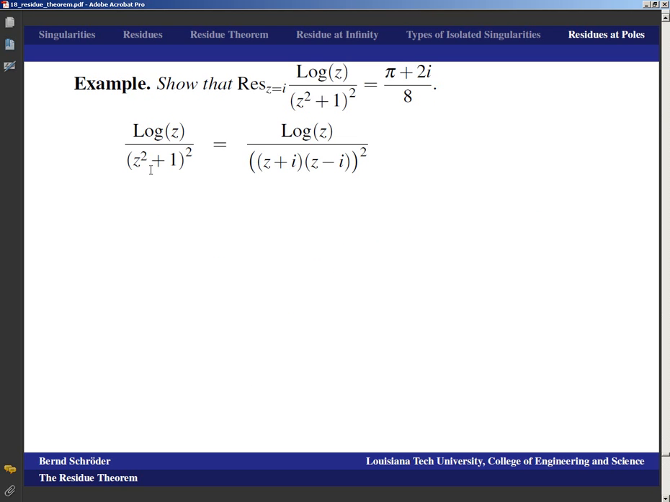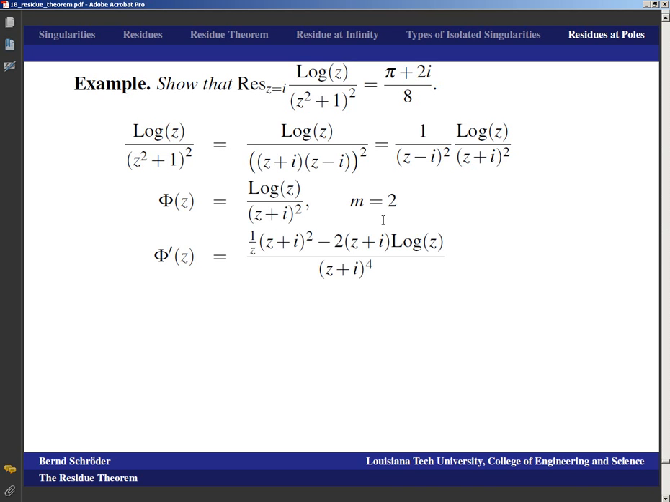So the logarithm over z squared plus 1 quantity squared is the logarithm over z plus i times z minus i quantity squared, which is 1 over z minus i squared times the logarithm of z divided by z plus i squared. So again, we just factor out 1 over z minus where we want to take the residue. Phi is the principal branch of the logarithm divided by z plus i quantity squared. m is equal to 2, which means we need the first derivative of phi.